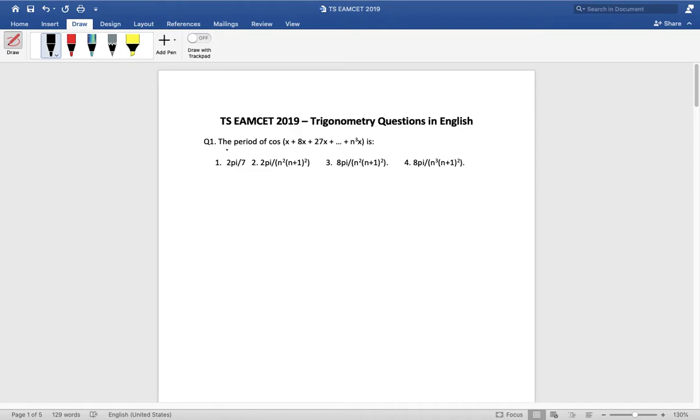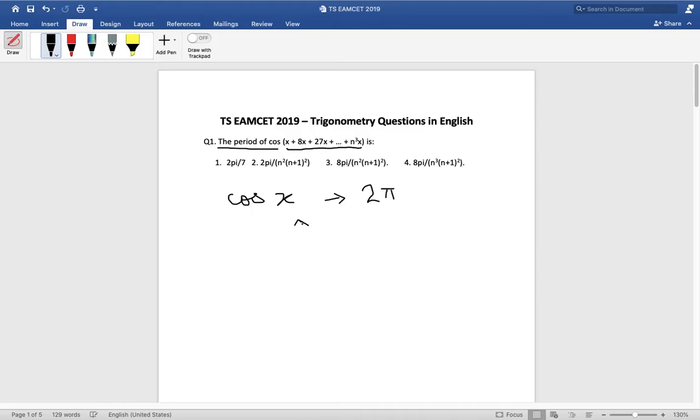So the first problem states: the period of cosine of (x plus 8x plus 27x plus dot dot dot n cube x) is. So how do we approach this problem? First we should know the period of cosine of x. It's 2 pi, simple. We know why it is 2 pi, right?